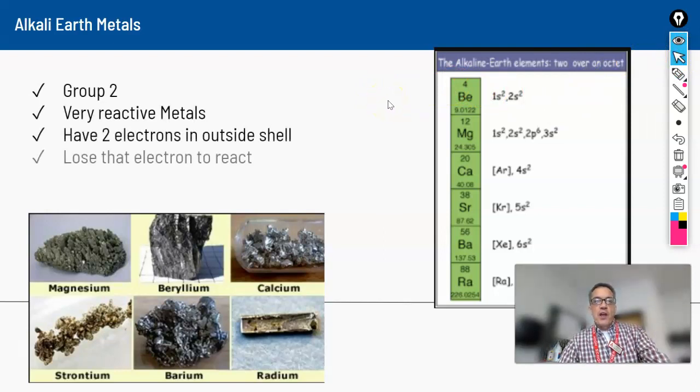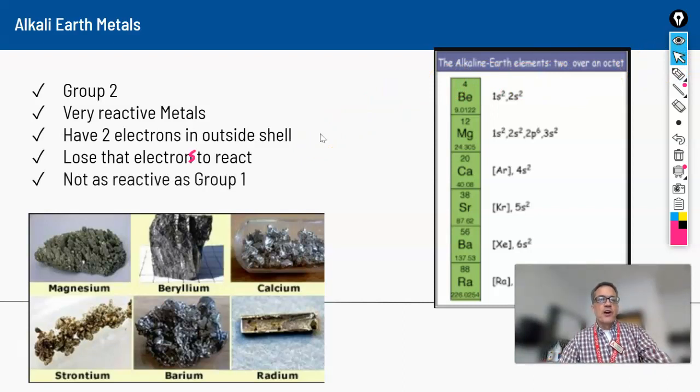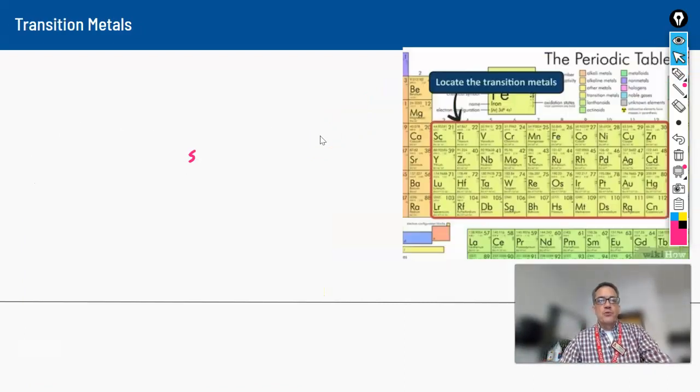They're also very reactive. They're not quite as reactive as group 1. They lose, that's supposed to say lose, those electrons. I should fix that real quick. They lose both of those electrons in order to be able to react. And again, they're rarely found just in an elemental form like this. They're not as reactive as group 1, but they are super reactive.